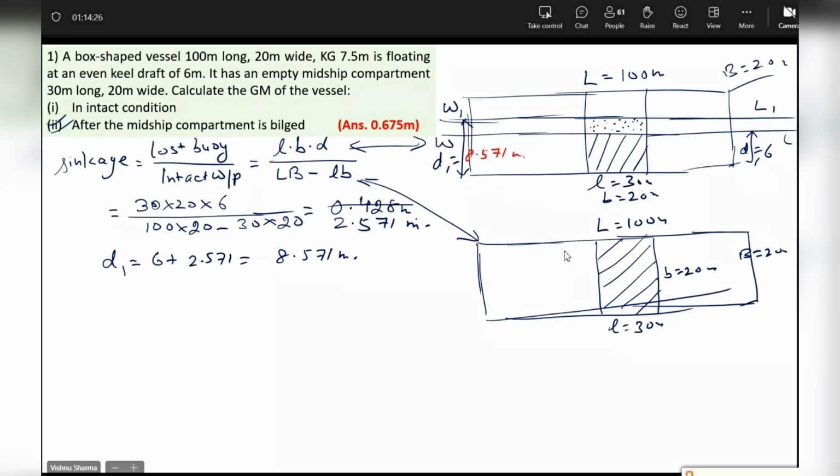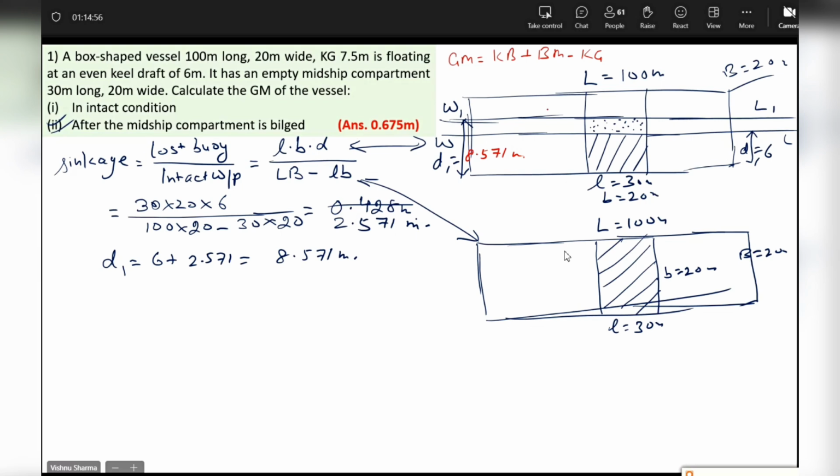Okay, now we have to get the GM in the bilge condition. The formula for GM is the same, guys. GM will be equal to KB plus BM minus KG. Now, in this case, KB will be D1 by 2, but in every case it will not be. I'll tell you what you need to check. But let me first tell you why it is D1 by 2.